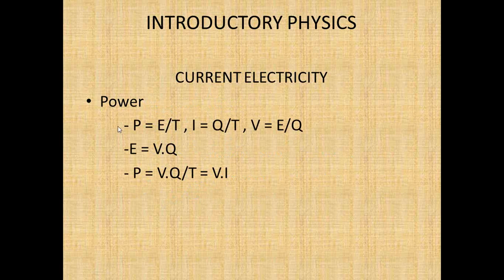Again, when we talk about power, remember that power is energy per unit time, the rate at which energy is delivered or supplied by a circuit, or the rate at which energy is consumed by a load. Current is the rate of flow of charge, the rate at which charge Q flows, and when we say rate, it's per unit time.